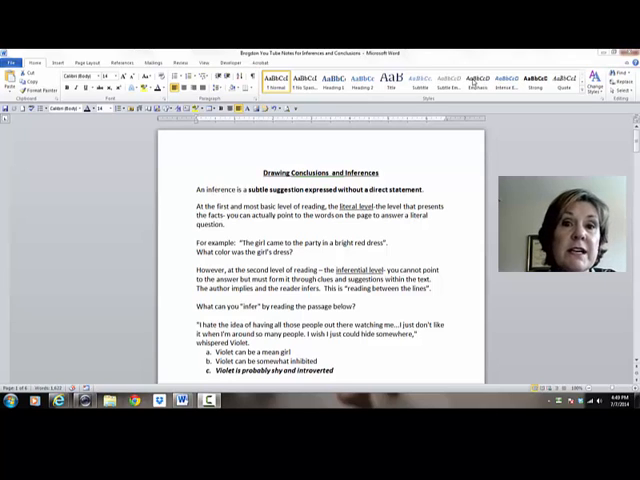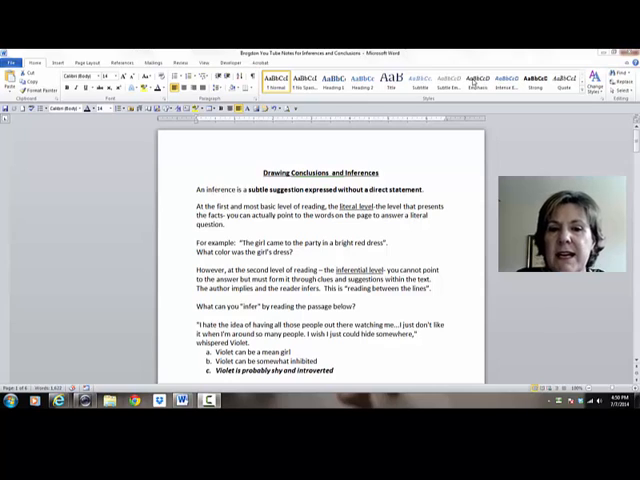Now the next level is an inferential level, and that's where you can't point to the answer in the text, but you must form your answer through clues and suggestions within the text. The author implies, and you, the reader, infer. You infer what he's telling you. You read between the lines, and you can base it on what he is telling you. But you always have to make sure that you take everything and all the facts and put them together before you make your inference.